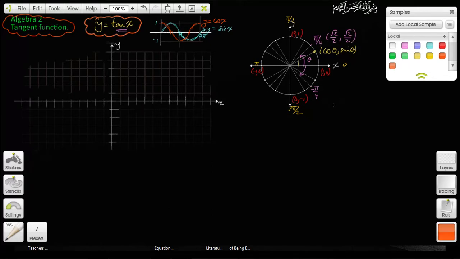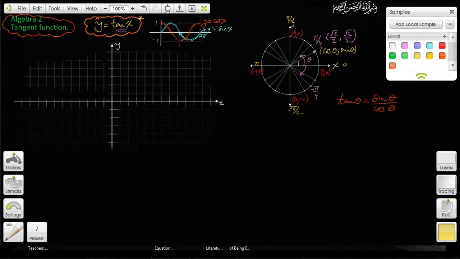Now, another preliminary piece of knowledge we need is that tangent of theta, or tangent of any particular angle, is sine of theta over cosine of theta. So the tangent is defined as a ratio of sine over cosine. This is the background knowledge that we're going to need to be able to graph the y equals tangent of x graph, our goal for today.